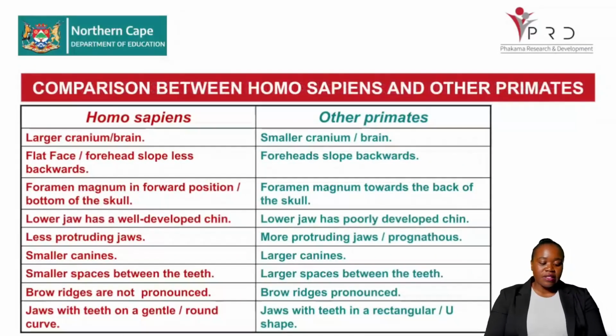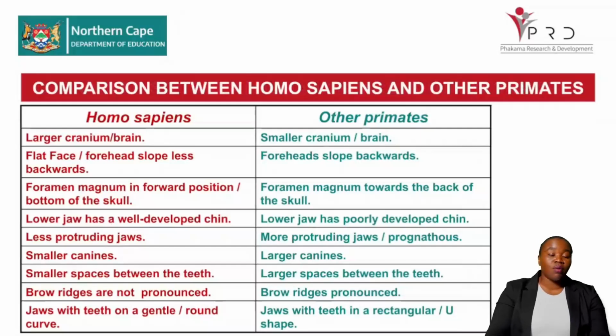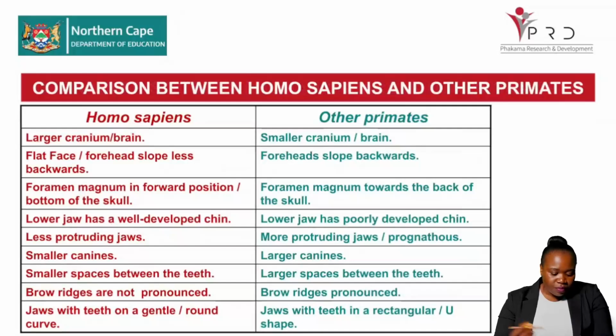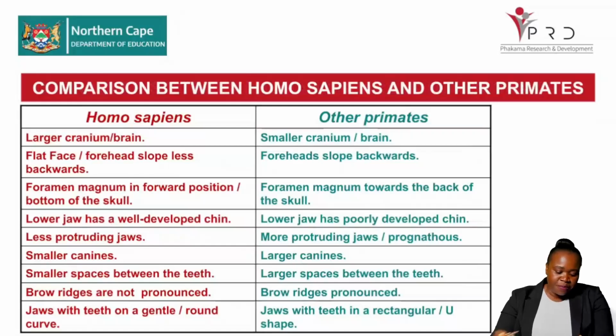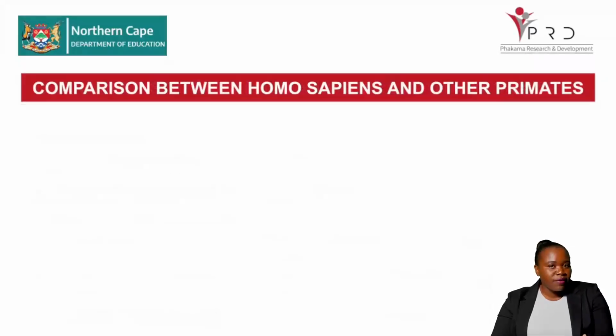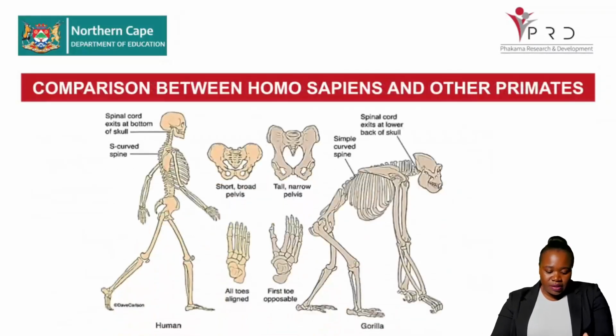And then we also have the differences. What are the differences between Homo sapiens and other primates? Have a look at the brain size, the prognathous jaws, the flat face versus the head that slopes, the position of the foramen magnum, which is very important, and the size of the canine and the shape of the teeth in the mouth. And the chin: there's a well-developed chin and a poorly developed chin. Those are the differences that you should know.